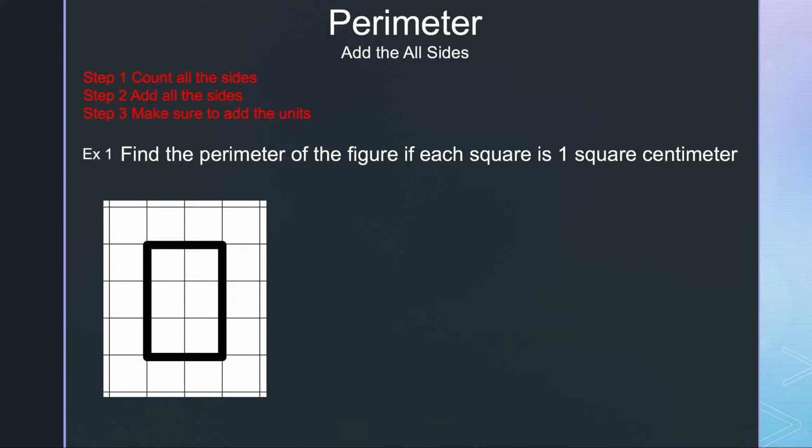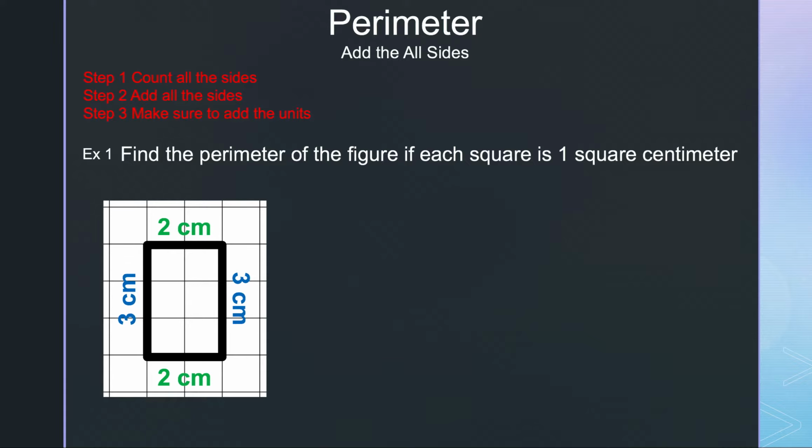So let's read the question. Find the perimeter of the figure if each square is 1 square centimeter. So now all we have to do is start counting from the top left, 1 and 2, and that gives me 2 centimeters. Let's continue going to the right, 1, 2, 3, which gives me 3 centimeters. Let's keep going clockwise, 1, 2, gives me 2 centimeters. Keep going, 1, 2, and 3, which gives me 3 centimeters.